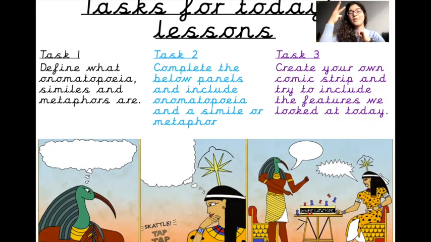Then task number 3, you're going to create your own comic strip and try to include the features that we have looked at today. And the features that we have looked at are onomatopoeia, similes, and metaphors. So those are your 3 tasks to complete, boys and girls.